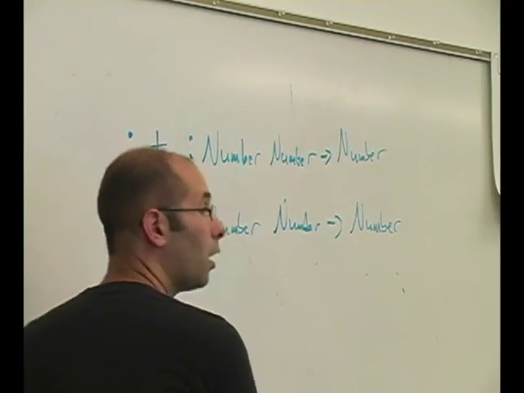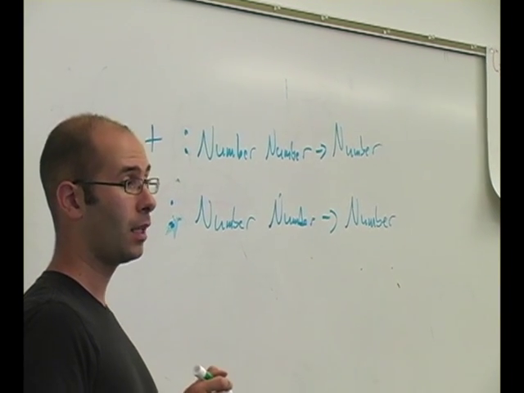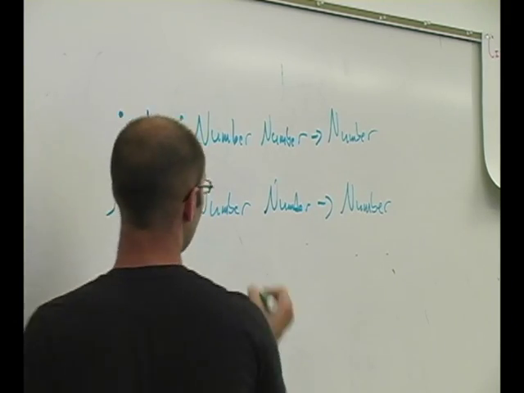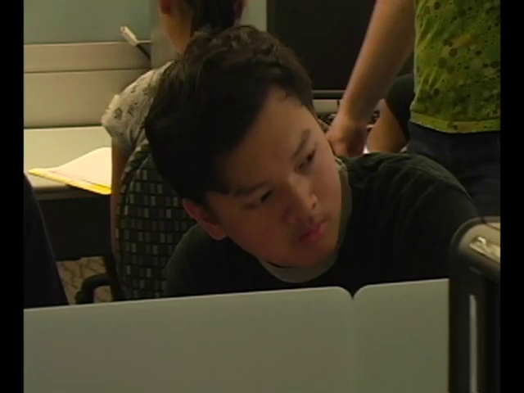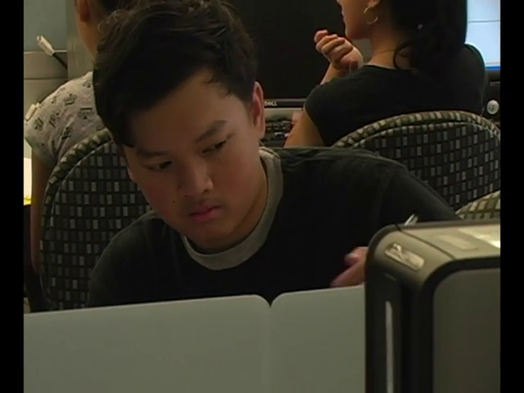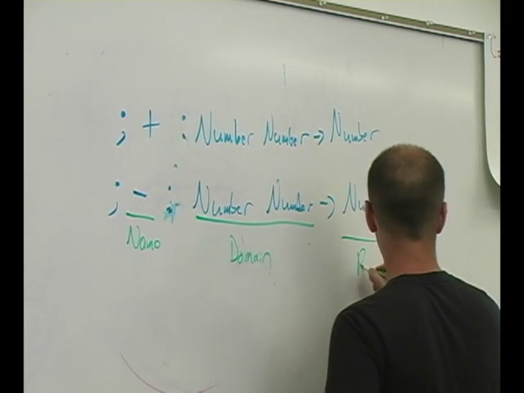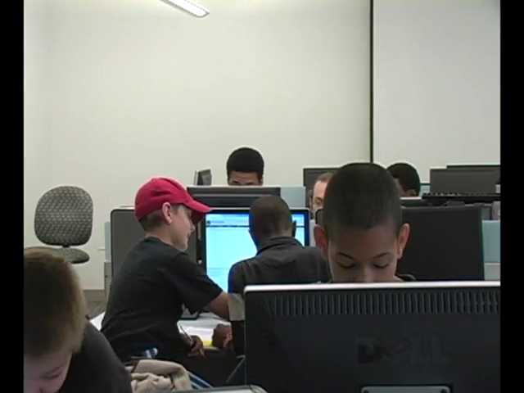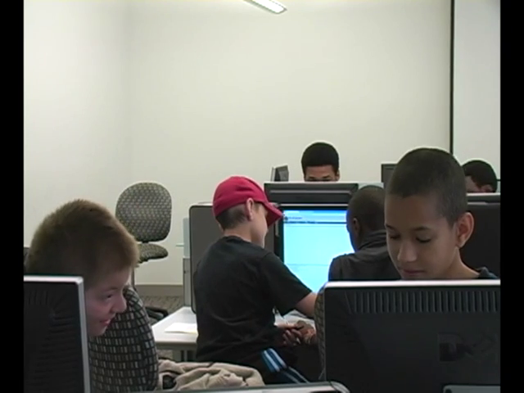These things that we've written up here are called contracts. Every contract has 3 parts. It's got the name of the function. So here it is plus, here it is minus. It's got a domain. That's the stuff you got to give to it to make it work. And then it's got the range. The stuff that it gives you back. In a minute, I'm going to show you contracts for other functions that let you work with pictures.